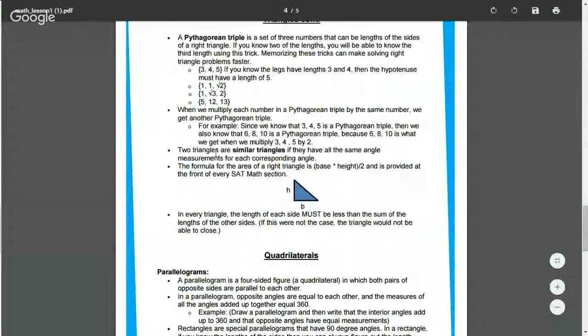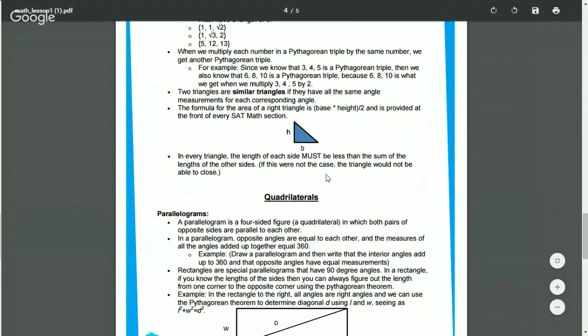Okay. So two triangles are similar triangles if they have all the same angle measurements for each corresponding angle. It's pretty self-explanatory. If the angles inside two triangles are the same, then the triangles can be considered similar. The formula for the area of a right triangle is the base times the height divided by 2. And it's provided in the front of every SAT math section. So in the front of every SAT math section, you have a list of formulas, and you also have the special triangles here, the 45, 45, 90, and the 30, 60, 90.